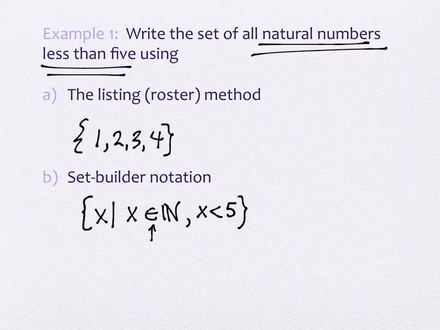Yes. So instead of writing on the roster method the 1, 2, 3, 4, if you did X is an element of natural numbers and X is less than 5, X could be replaced by any of those numbers, and it would be a true statement. You're right. Yes.